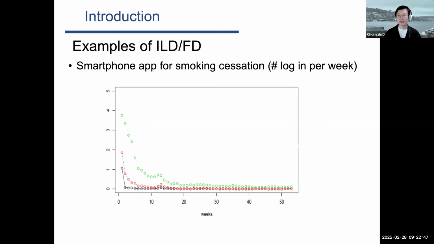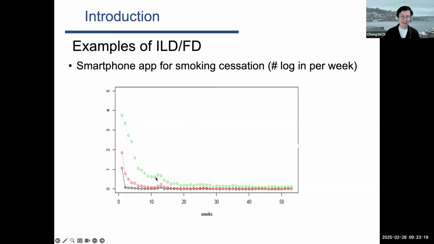The measure we use here is the number of logins per week. The study was conducted for about 1 year, so about 52 weeks, and what I'm showing here is, for each week, how many logins we recorded. In a few examples, some people started at the beginning at probably about 4 times per week, and then gradually decreased. I guess it's not surprising, right?